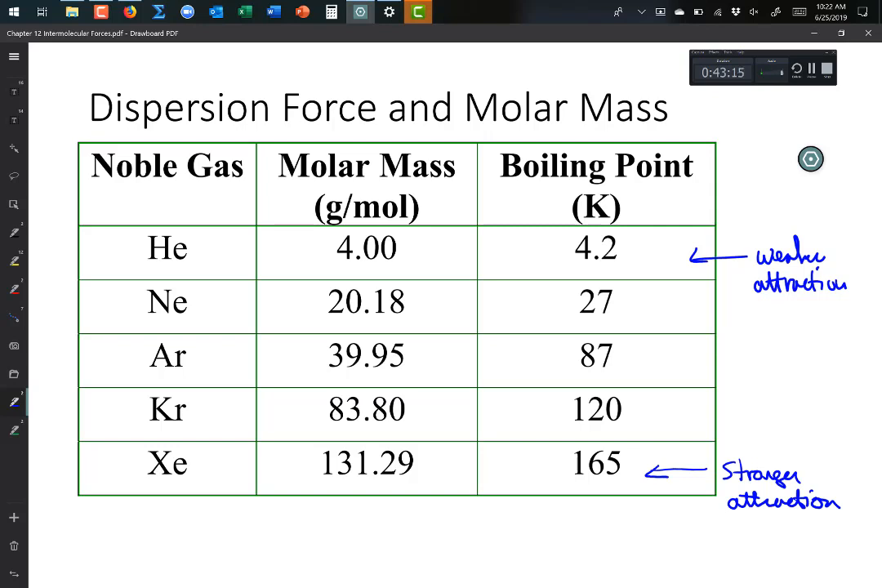So, the more electrons you have, the more you can move, and the bigger the induced dipole. So the more electrons, the bigger the induced dipole.